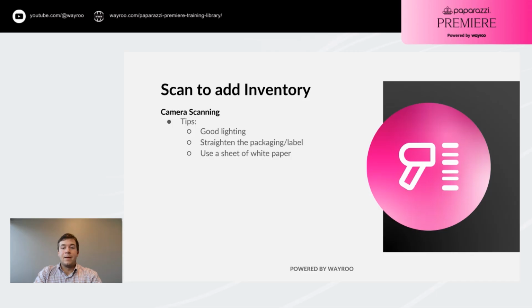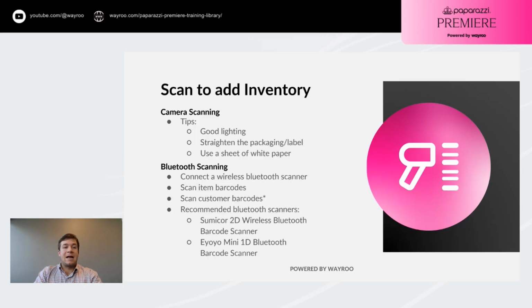It's a great tip. And I'll hop over to the app here in a moment to show you exactly where you can do this. But before that, the other way to scan to add inventory would be to use a wireless Bluetooth scanner. On screen are a couple Bluetooth scanners that we have used during testing, and they've worked well. However, any Bluetooth scanner that you purchase and connect to your device should be perfectly fine.